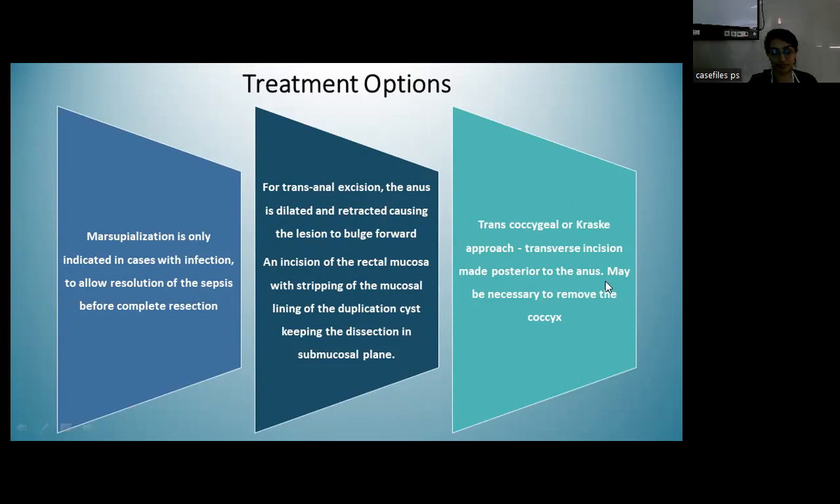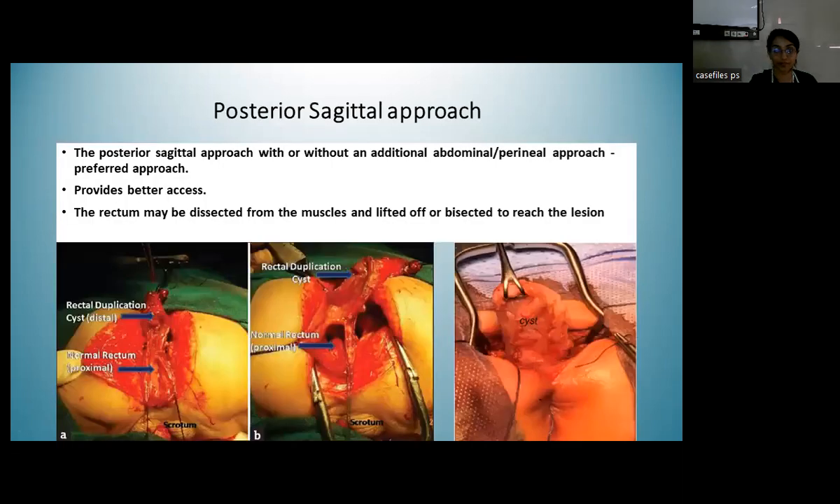Or this is a previously used approach, the transcoccygeal or Kraske approach. It was used for other tumors as well. A transverse incision is made posterior to the anus, and it may be necessary to remove the coccyx, and then from that approach, the duplication cyst can be removed from the posterior wall of the rectum.